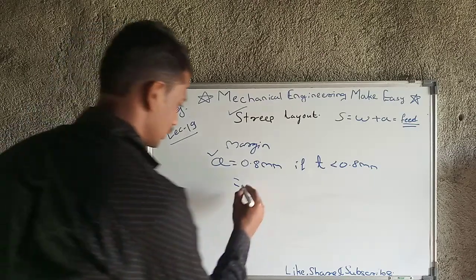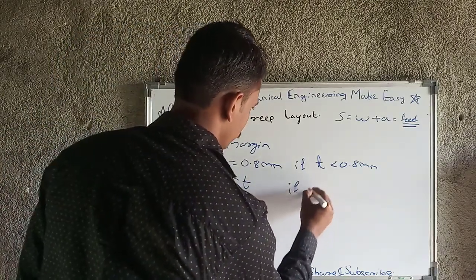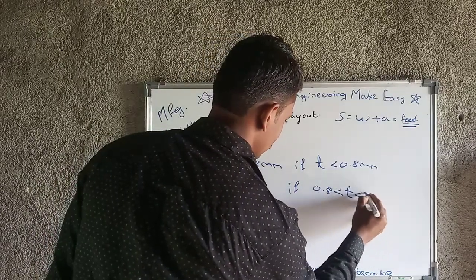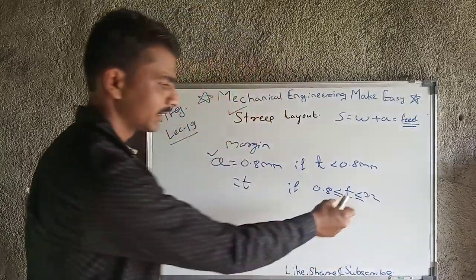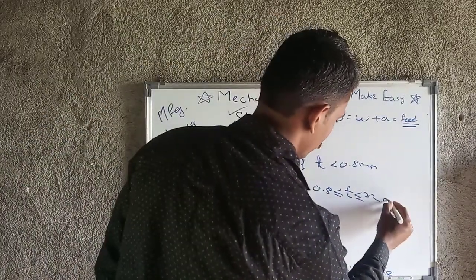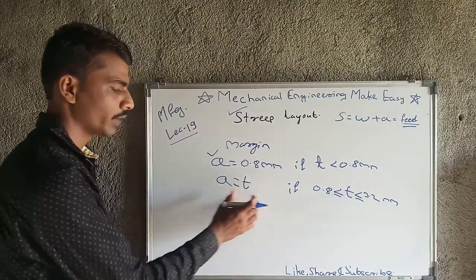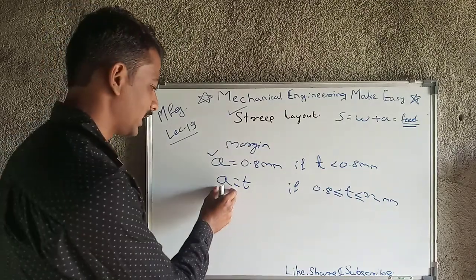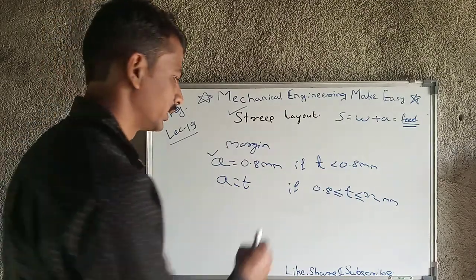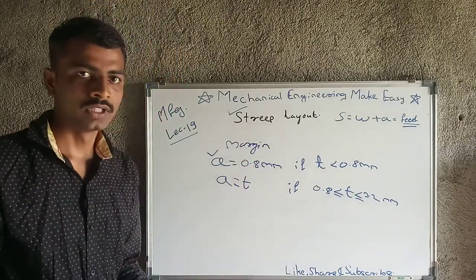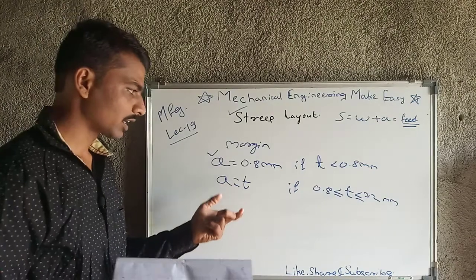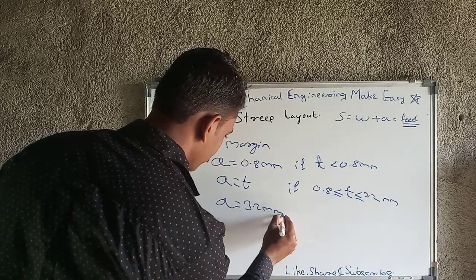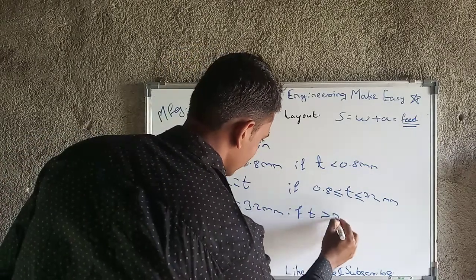Then there is another condition: a is equal to t if t varies as 0.8 < t < 3.2. If t varies from 0.8 mm to 3.2 mm, then we take the a value directly as the thickness. That means if the thickness of the plate is 1.2 mm, then the a value will be directly 1.2 mm. These are conclusions we have taken from a number of iterations, and these are direct values. Then a will be 3.2 mm if the thickness is greater than 3.2 mm.